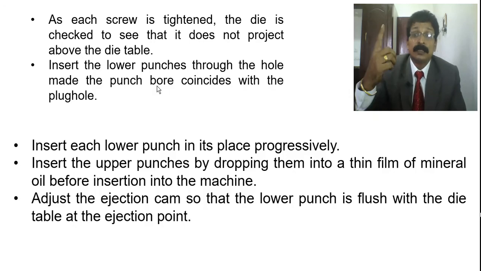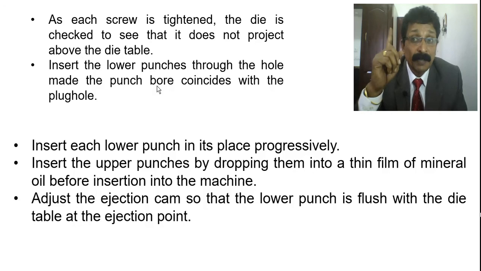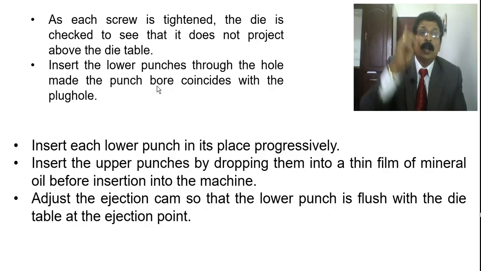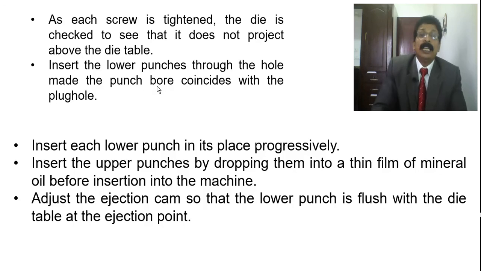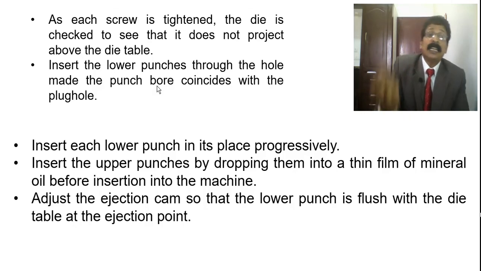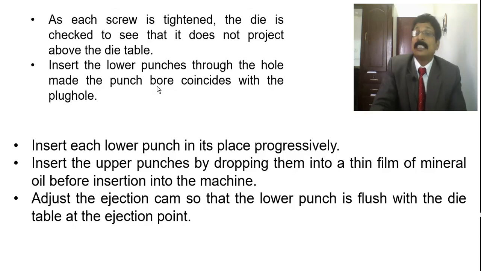So again I am repeating, first you started with what? Die fixed and lower punch, then you are coming to the upper punch, by dropping them into a thin film of mineral oil and inserting into the machine. Understand? And then adjust the ejection cam in the lower punch, so that the lower punch will flush the die properly, and that adjustment has to be done.